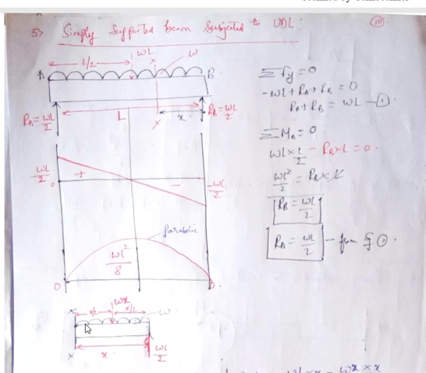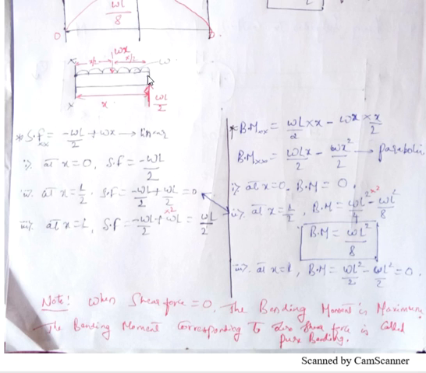So if we take this section, there are two forces acting at the right hand side. One is Wx in downward direction and reaction WL by 2, which is acting in upward direction. With this information, I can generate shear force equation and bending moment equation. First we'll consider shear force at this section XX.